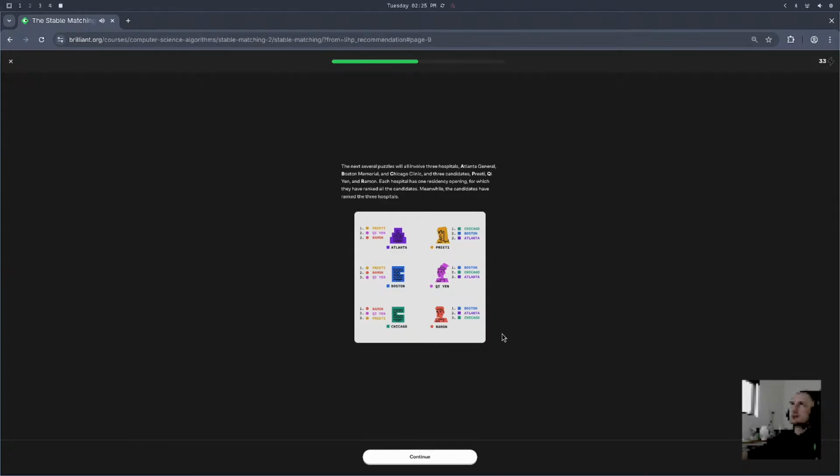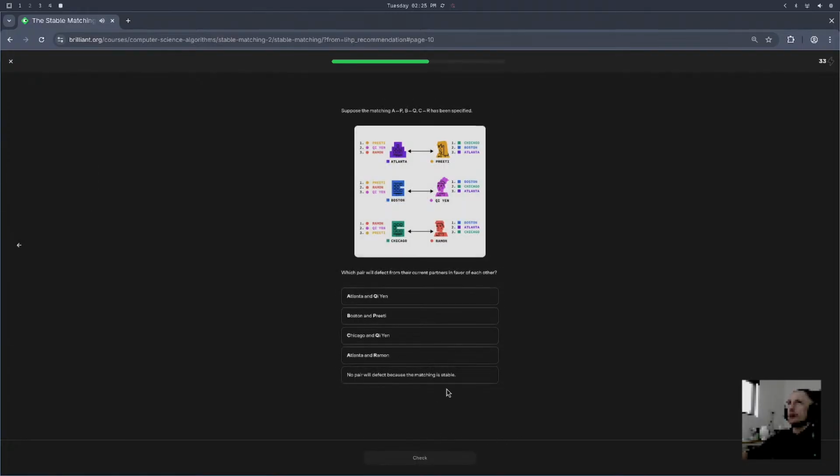The next several puzzles will all involve three hospitals, Atlanta General, Boston Memorial, and Chicago Clinic, and three candidates, Peretti, Kiyen, and Ramon. Each hospital has one residency open, for which they have ranked all the candidates. Meanwhile, the candidates have ranked the three hospitals. Okay. Suppose the matching APBQCR has been specified. Which pair will defect from their current partners in favor of each other?